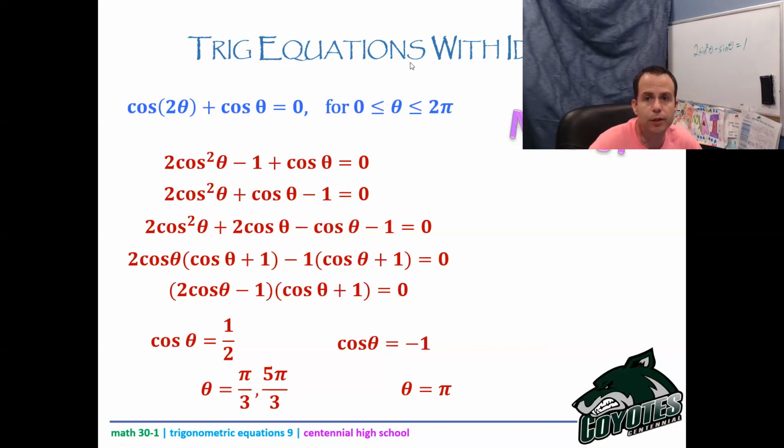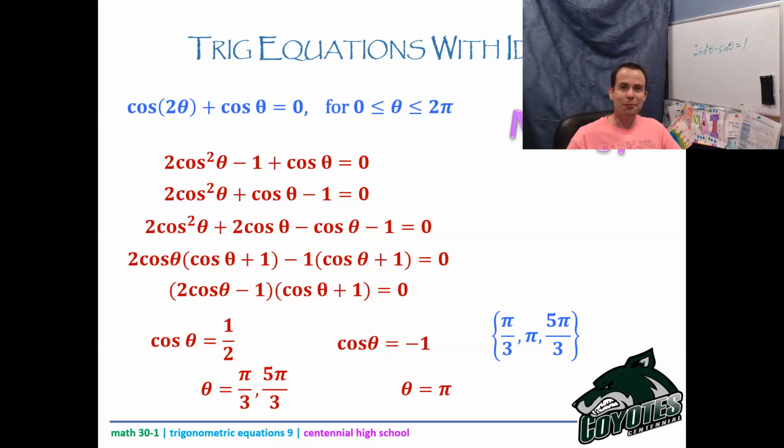I now take a look at the domain. The domain is from 0 to 2 pi, so those are my answers, and I just state those in a solution set. See? Easy peasy. 1 down, 1800 to go. It's all good. Okay, number 2.